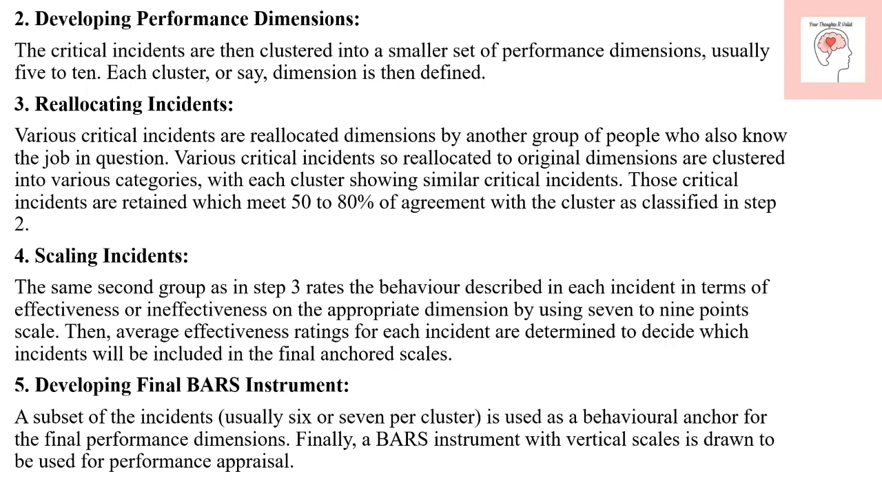Now, the fourth step is scaling incidents. The same second group as in step 3 rates the behavior described in each incident in terms of effectiveness or ineffectiveness on the appropriate dimension using a 7 to 9 point scale. Thus, the average effectiveness rating for each incident is determined to decide which incidents will be included in the final anchored scales. Then the last step is developing the final BARS instruments.